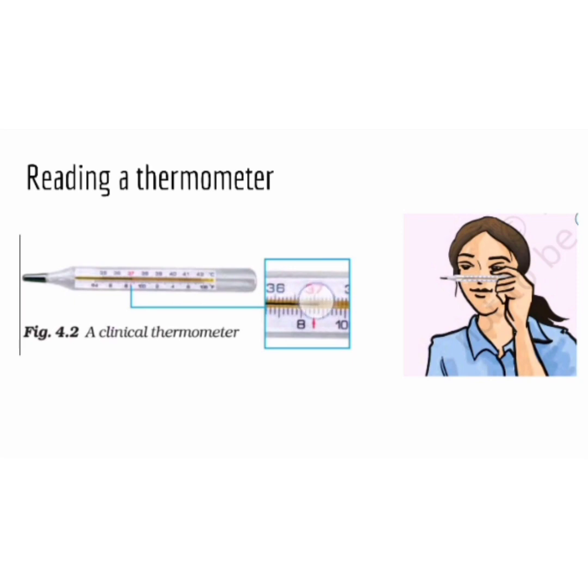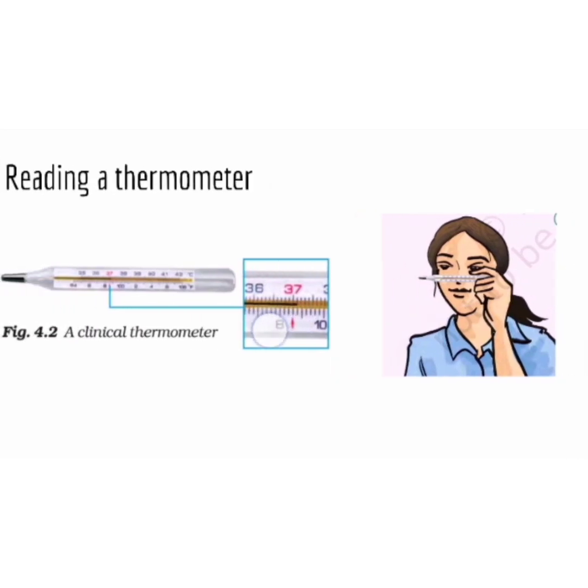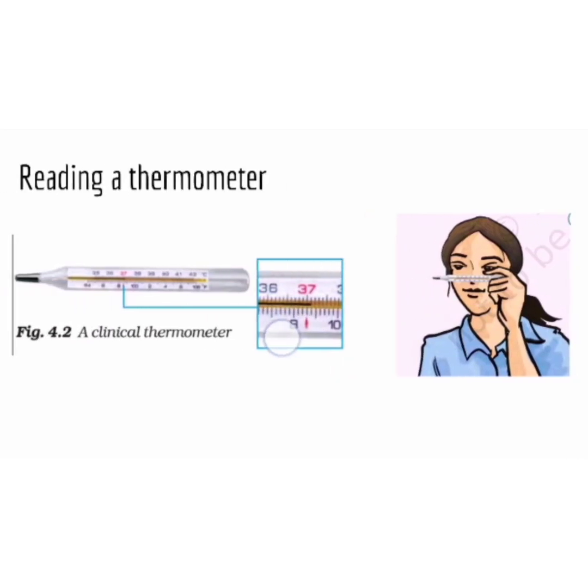And wash the thermometer, preferably with an antiseptic solution. Hold it firmly and give it a few jerks. The jerks will bring the level of mercury down. Ensure that it falls below 35 degrees Celsius.